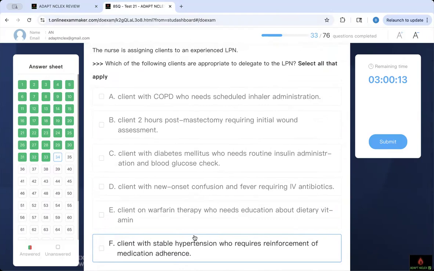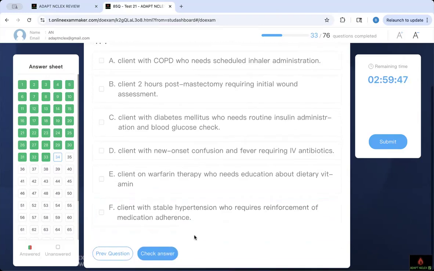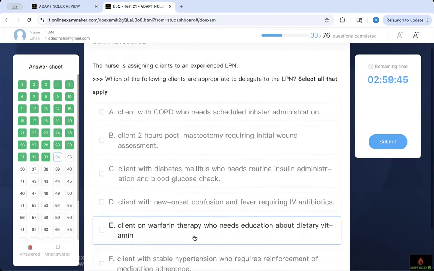Which of the following are appropriate to delegate to the LPN? Client with COPD who needs a scheduled inhaler. Client 2 hours post-mastectomy requiring initial wound assessment. Client with diabetes mellitus who needs routine insulin administration and blood glucose check. Client with new onset confusion and fever requiring IV antibiotic. Client on warfarin therapy who needs education about dietary vitamins. Client with stable hypertension who requires reinforcement of medication adherence. LPN, stick with it. Don't change your mind.